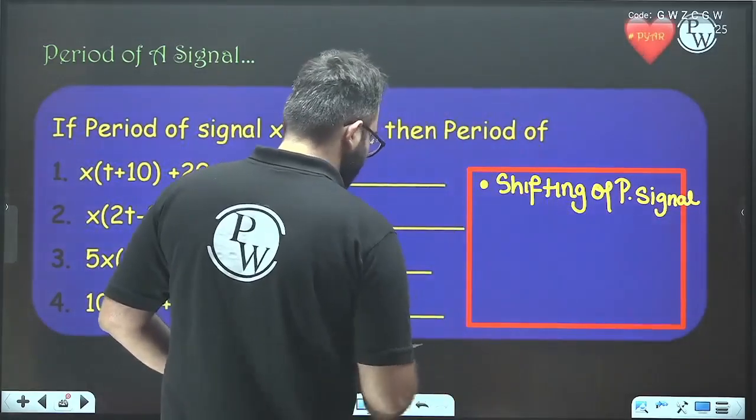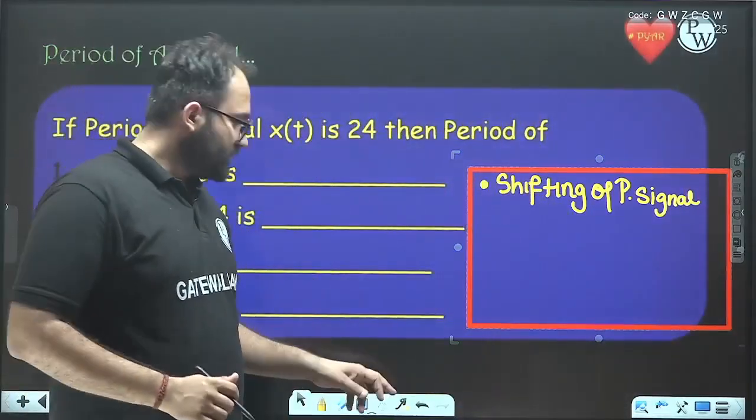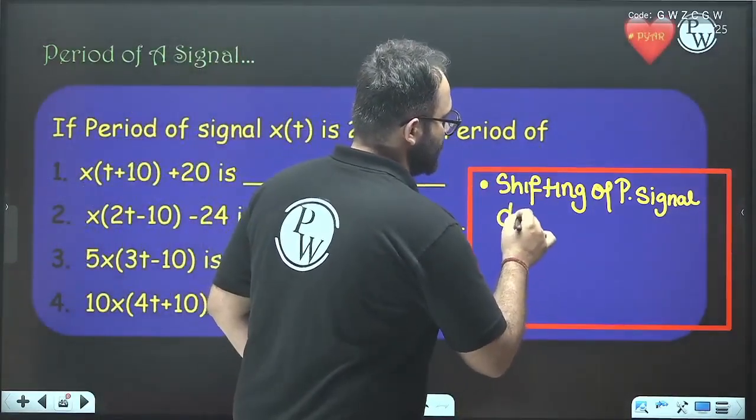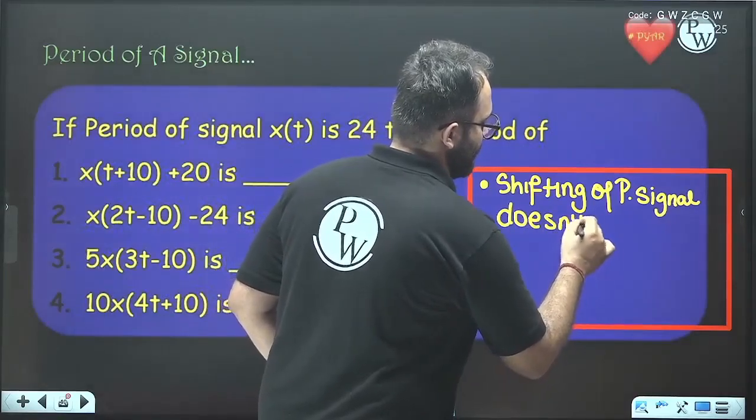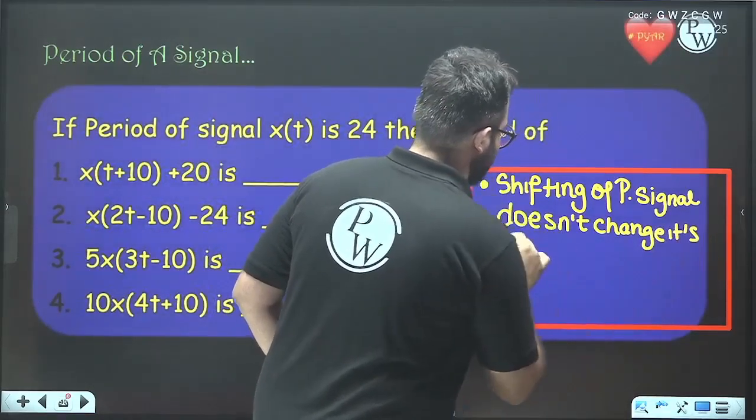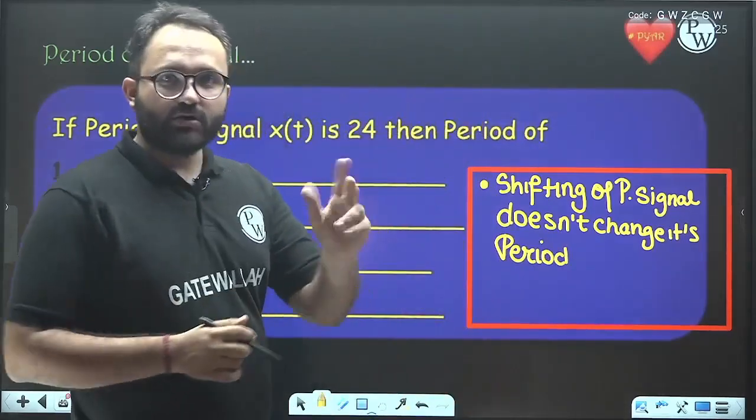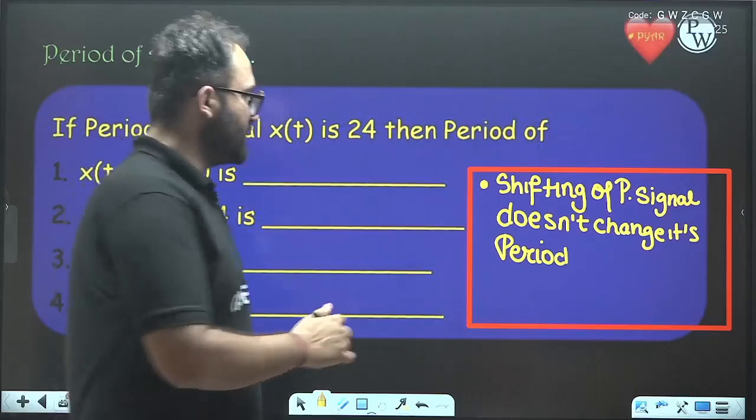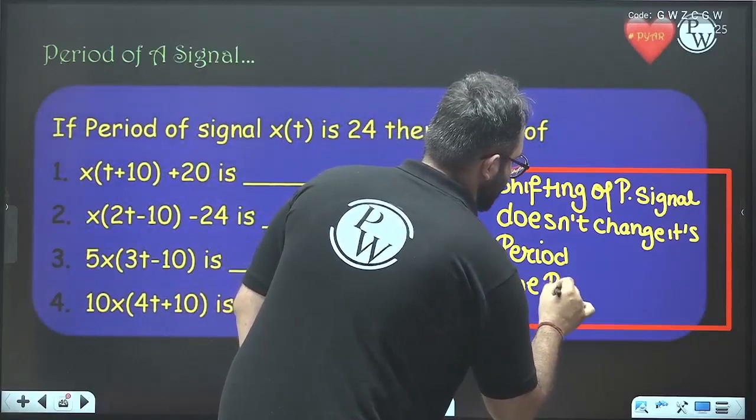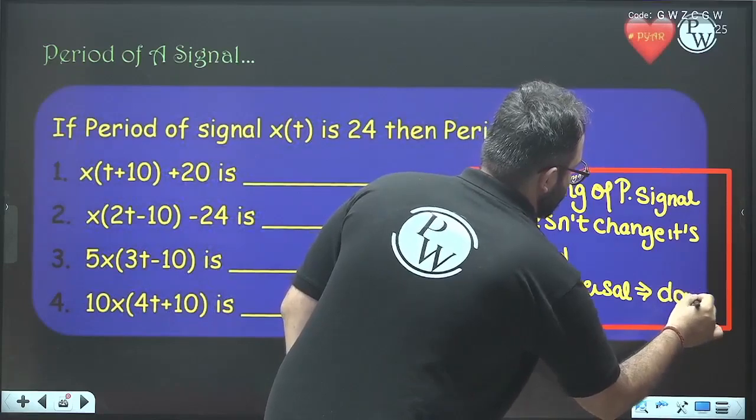Suppose we have any periodic signal and we are shifting it on the time axis. Now shifting it on the time axis will not change its period. So shifting of the periodic signal does not change its period. Similarly, time inversion, time reversal, also does not change the period.